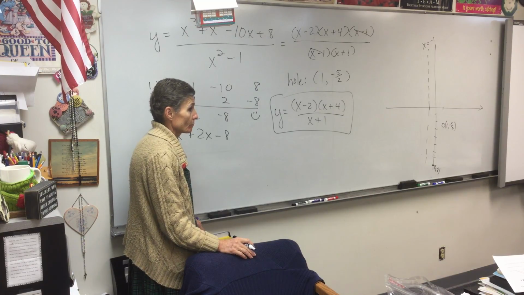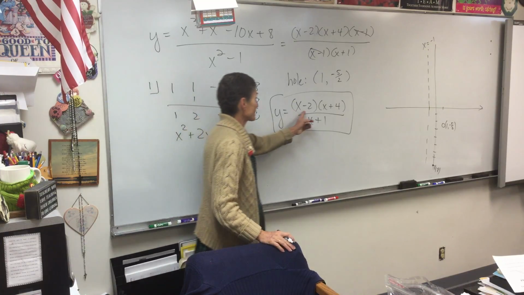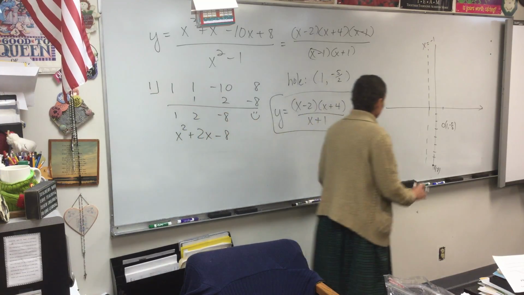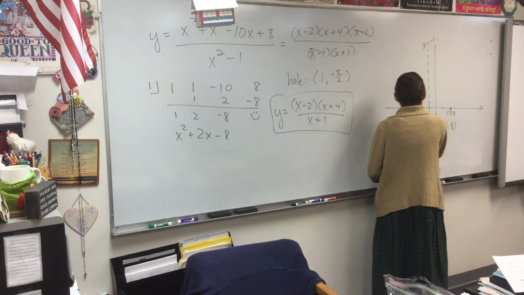We haven't done the end behavior asymptote yet. We still need to do that. Let's get our zeros on there first, our x-intercepts. What are our x-intercepts? 2 and negative 4. So we got 2 of them. One's at 2. One's at negative 4.